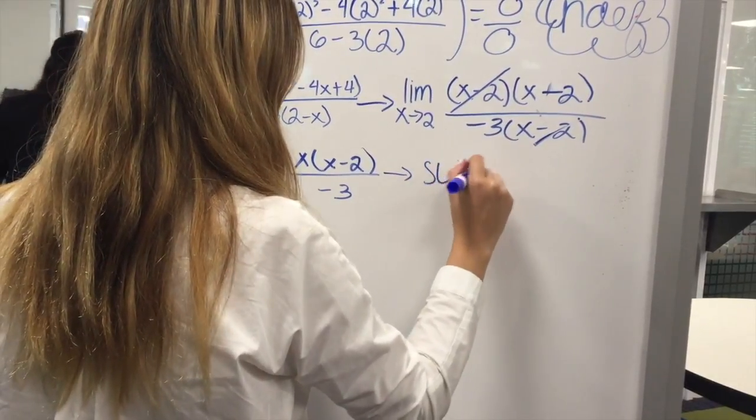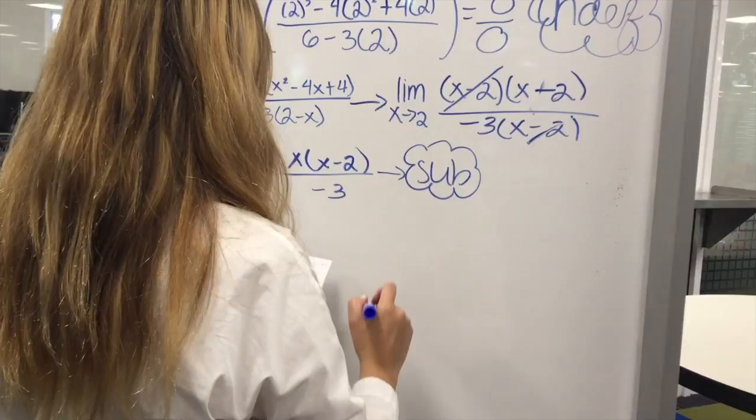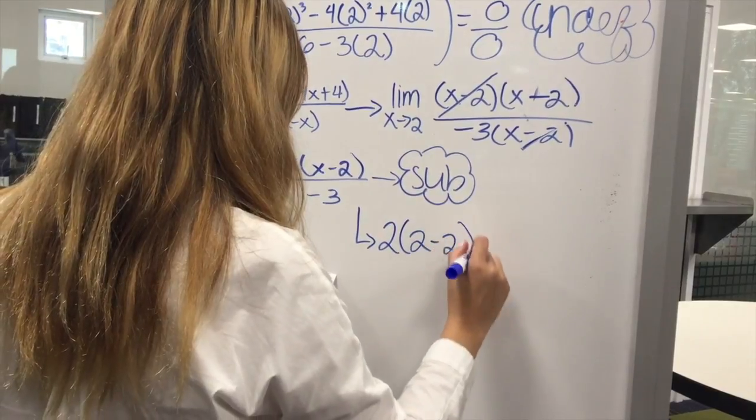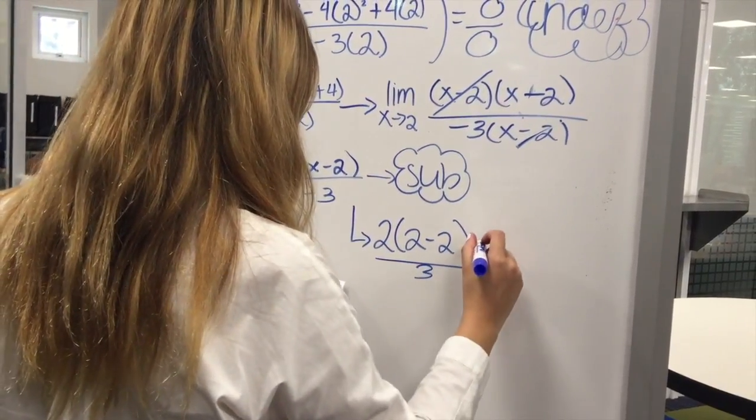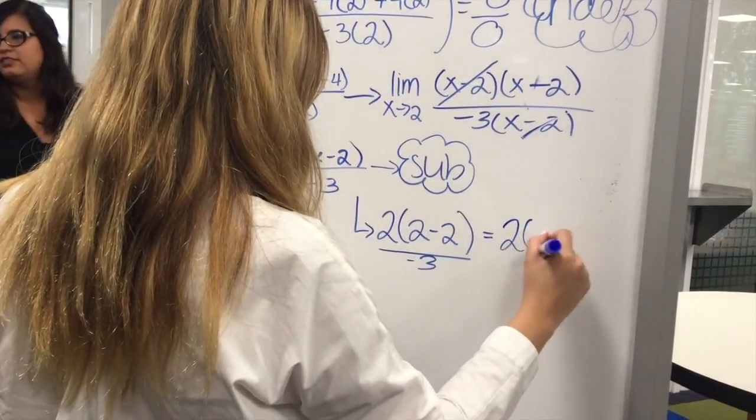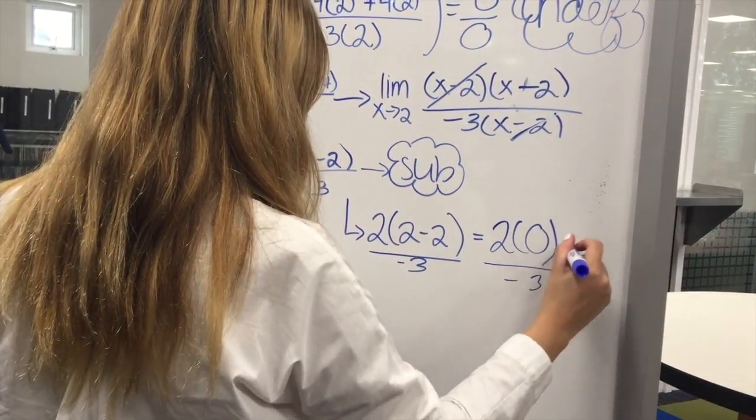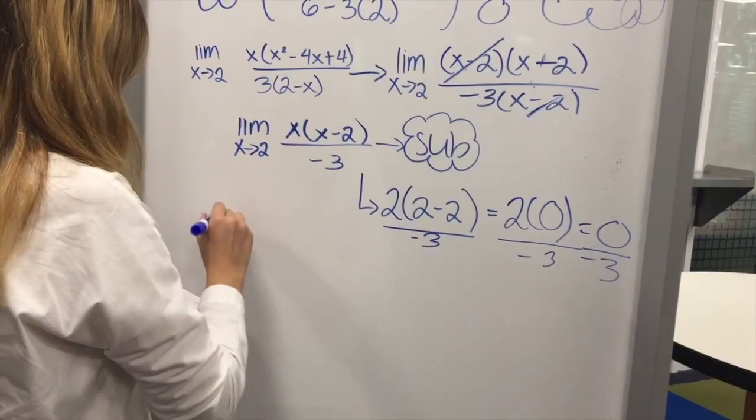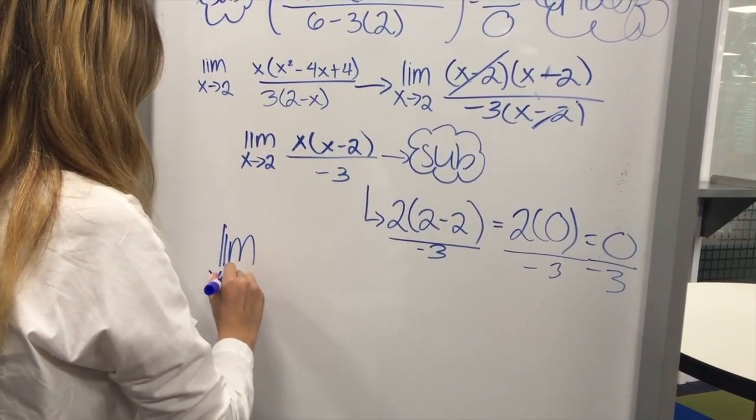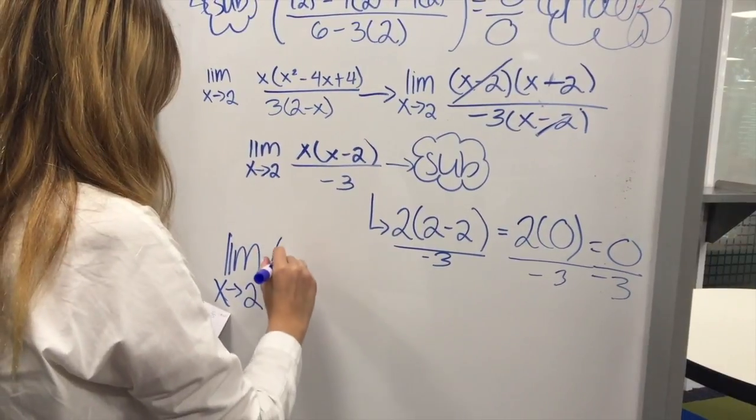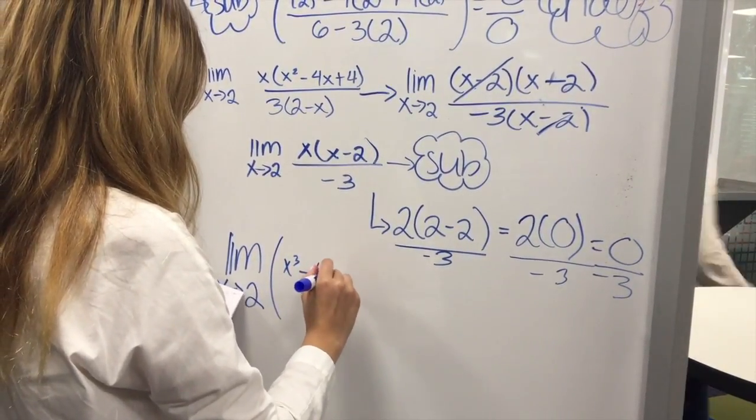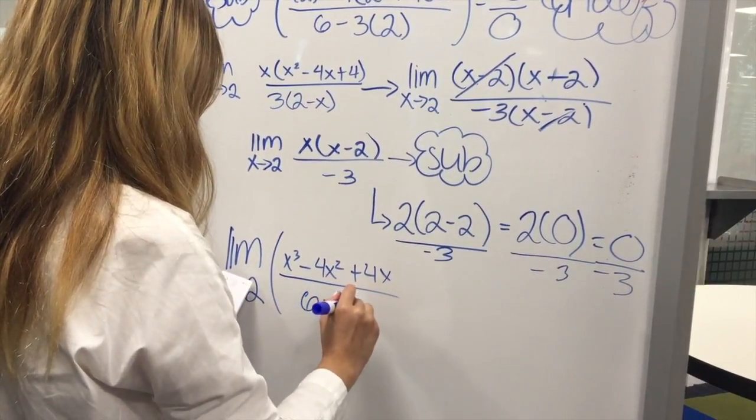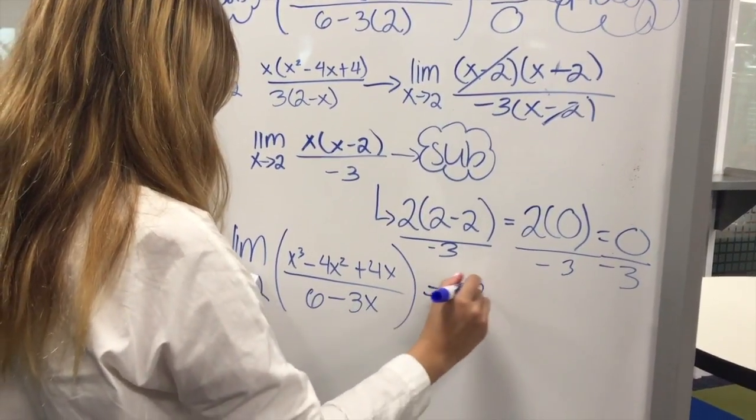and the only thing that we're missing to do is substitute once again your number, which in this case is 2, so we're going to get 2 times 2 minus 2 over 3, which will give us 2 times 0 over negative 3 equals 0 over 3, and we rewrite our complete equation to express our answer, which is the limit as x approaches 2 of x cubed minus 4x squared plus 4x over 6 minus 3x equals 0.